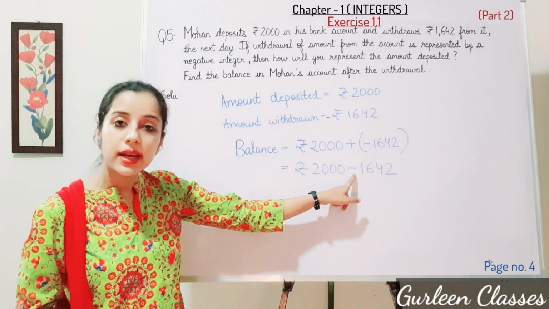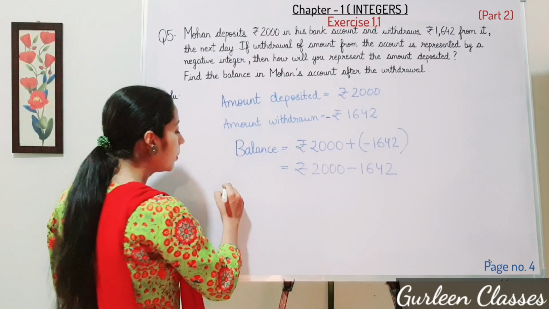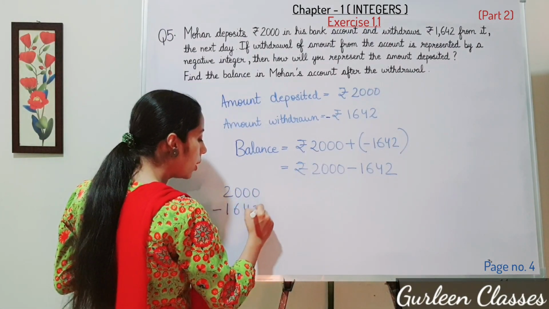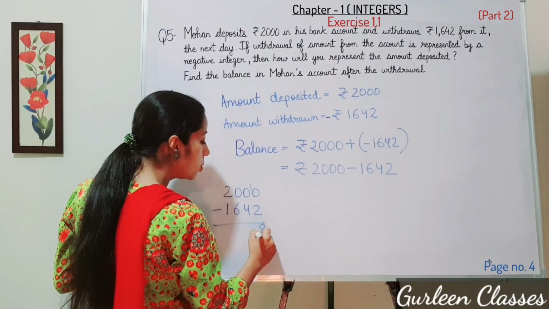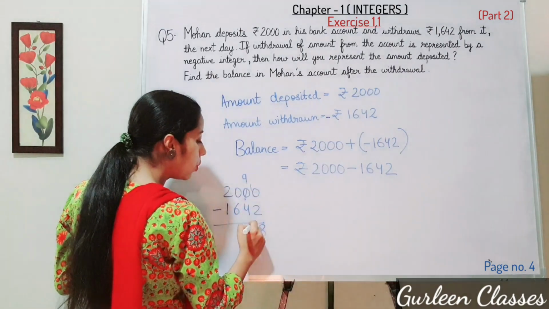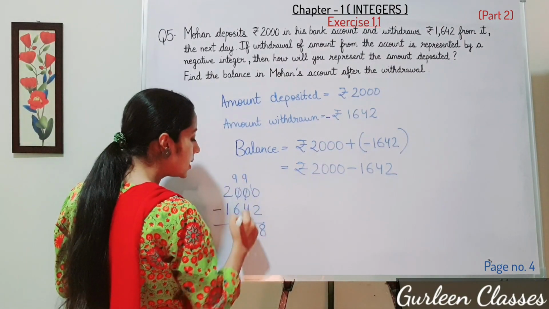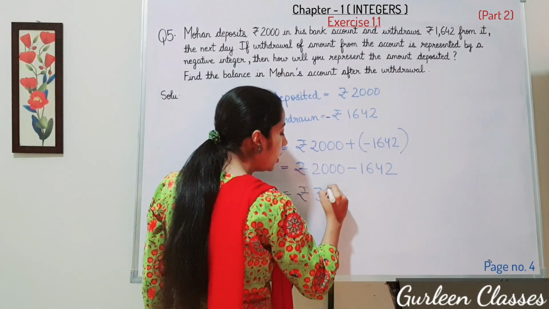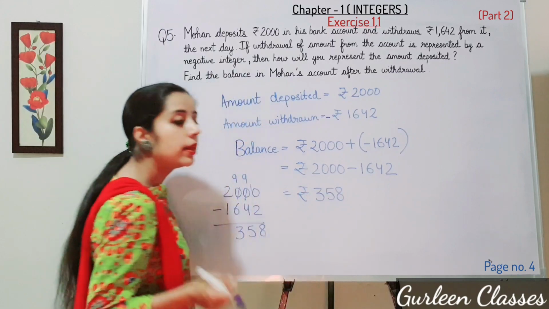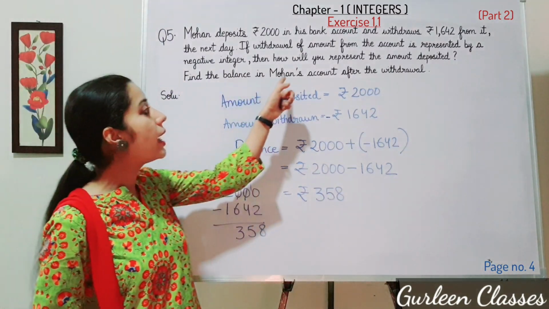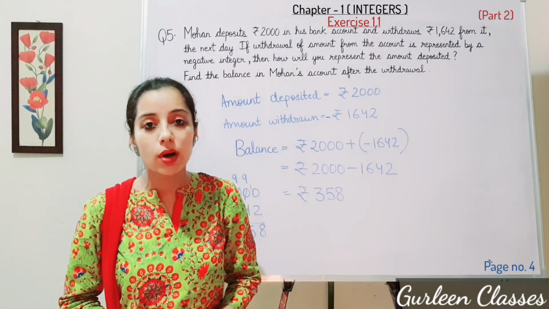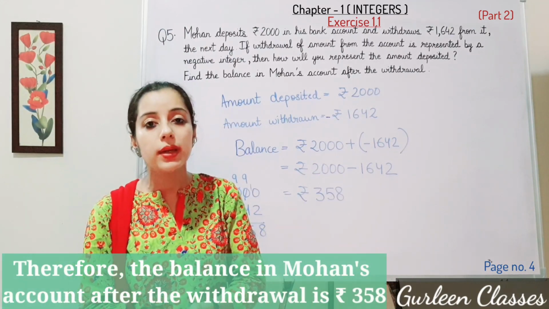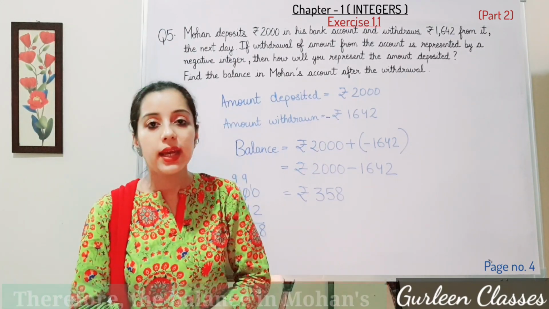Plus minus minus. So let us subtract 2000 minus 1642. 10 minus 2, 8. 9 minus 4, 5. 9 minus 6, 3. So answer is coming rupees 358. The question was, find the balance in Mohan's account after the withdrawal. So the balance in Mohan's account after the withdrawal is rupees 358.